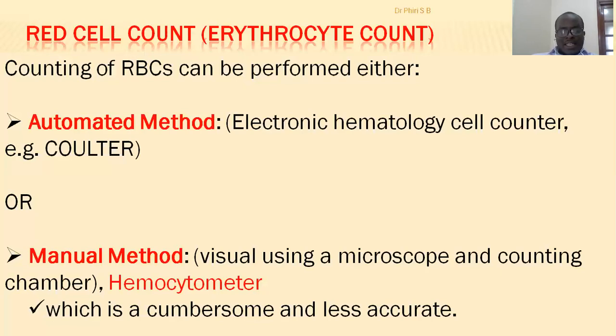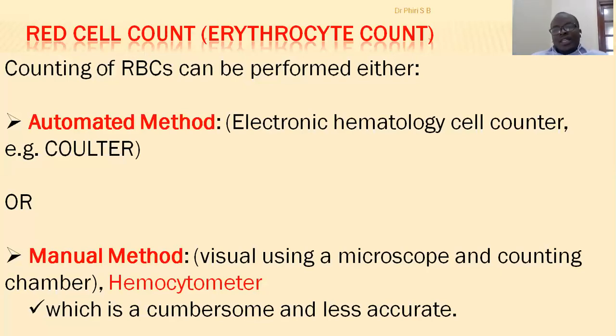So this one comes in handy because you don't waste time. You just put your sample in there, then in no time, it will give you the result. But the manual one is very cumbersome and to some extent less accurate because you're using your eyes to count the cells. So sometimes you can miss a cell as you are counting. So it's not as accurate as the automated one. But as a medical student, you need to understand the manual method because this is hands-on, so that you appreciate how it's done. So in as much as we have these automated machines that can count red blood cells for us, we'll emphasize that you familiarize yourself with the manual method of counting red blood cells.